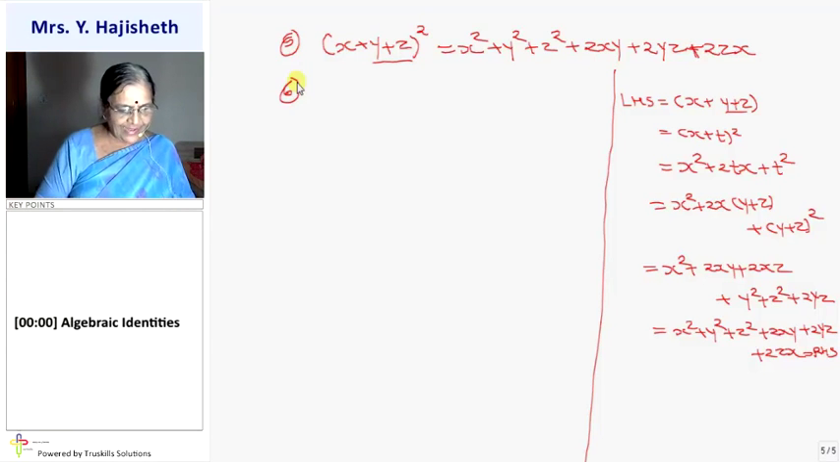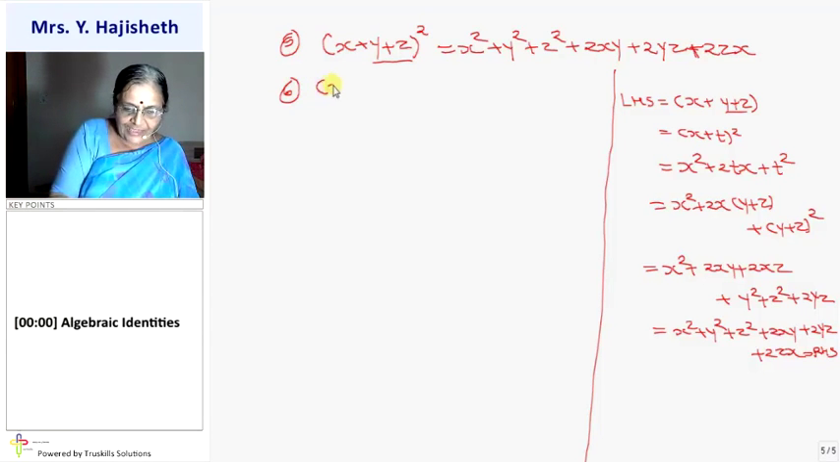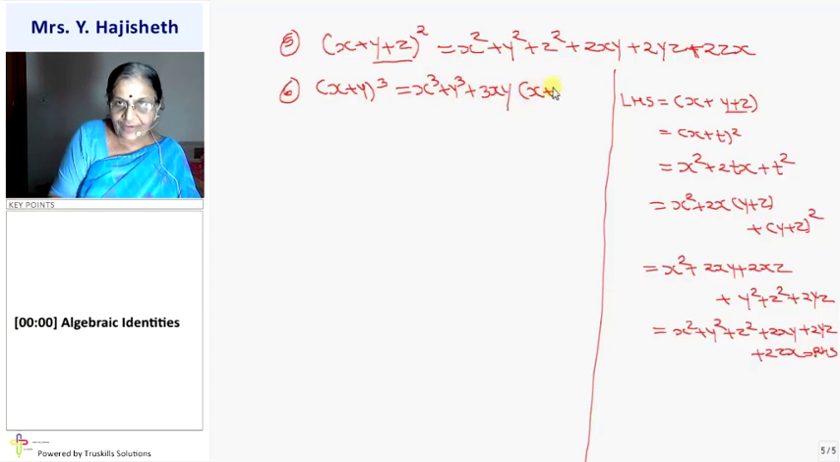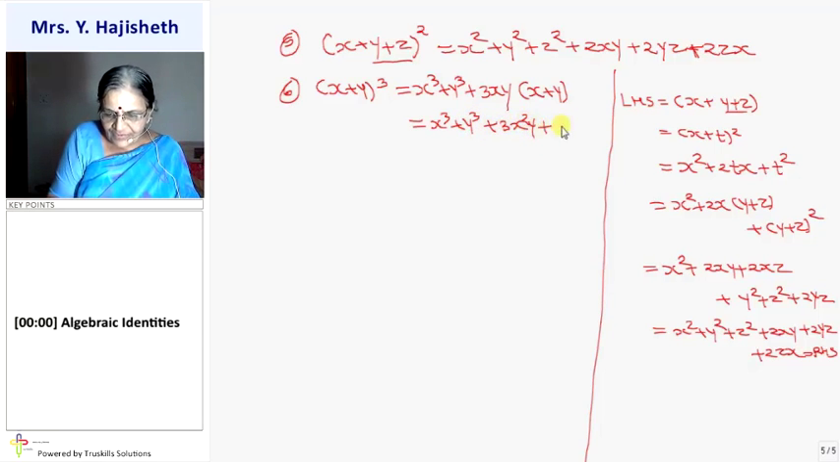Sixth formula is (x + y) whole cube. What is the expansion of this? x³ + y³ + 3xy(x + y). If I open it, it is x³ + y³ + 3x²y + 3xy². This way also you can write.